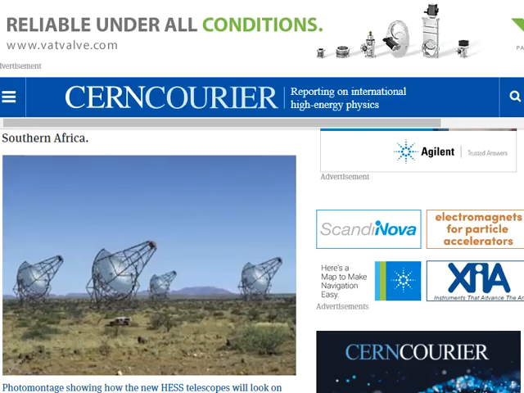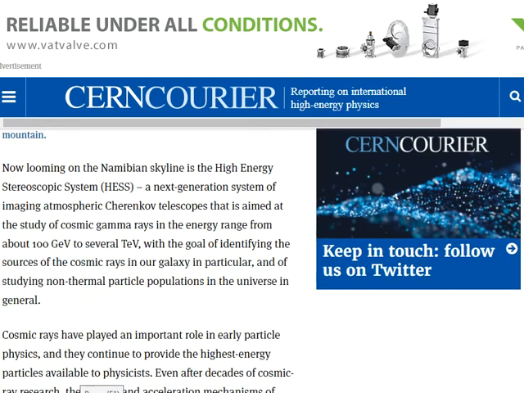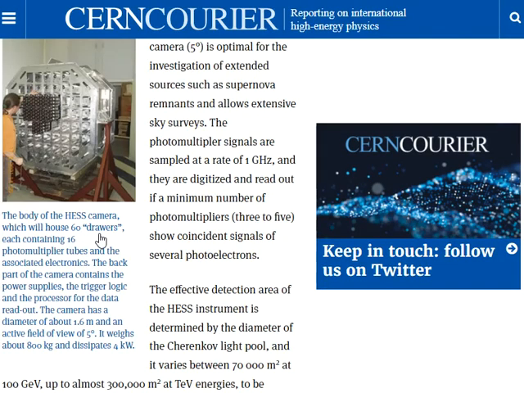All right, I wanted to take a brief detour and talk about gamma ray telescopes. They don't function the way you might think they do. Here, one of these gamma ray telescopes is described. The body of the HESS camera houses 60 drawers, each containing 16 photomultiplier tubes and the associated electronics, power supplies, trigger logic, and processor for data readout. The camera has a diameter of 1.6 meters and an active field of view of 5 degrees.